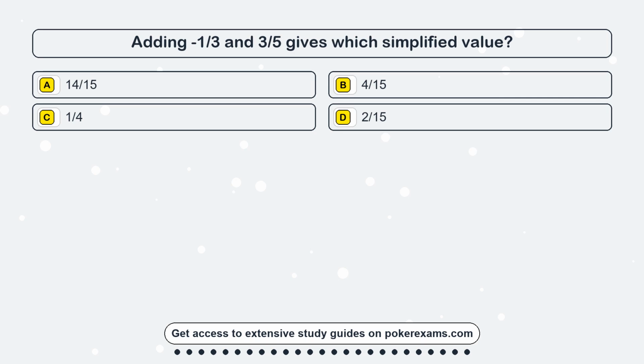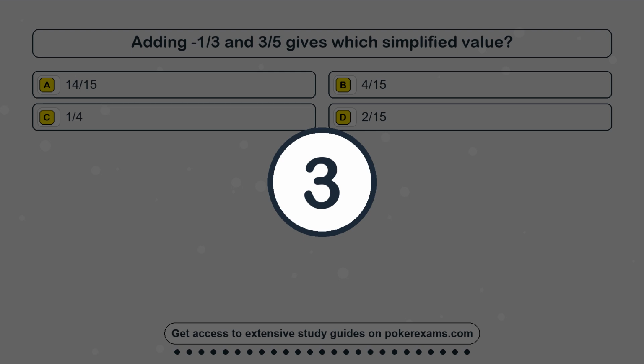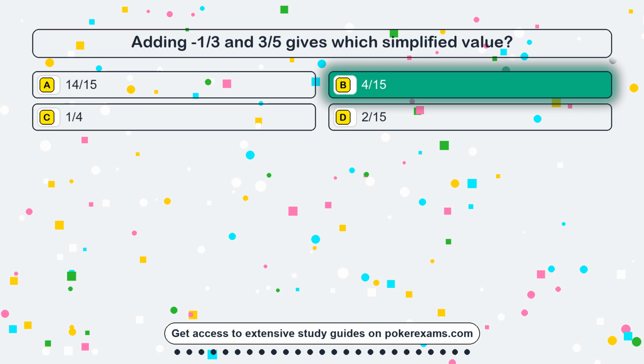Question 1. Adding -1/3 and 3/5 gives which simplified value? Option A 14/15. Option B 4/15. Option C 1/4. Option D 2/15. The correct answer is option B, 4/15.